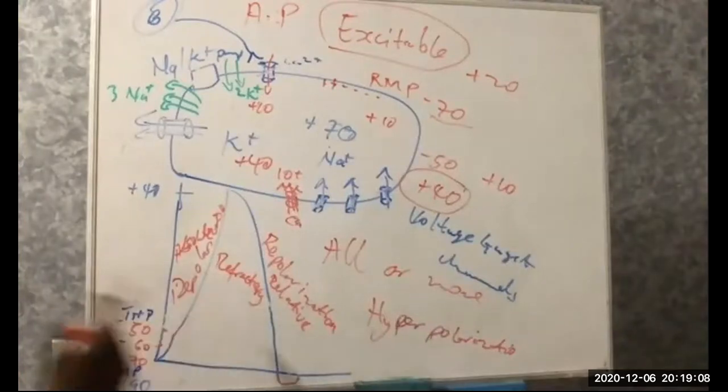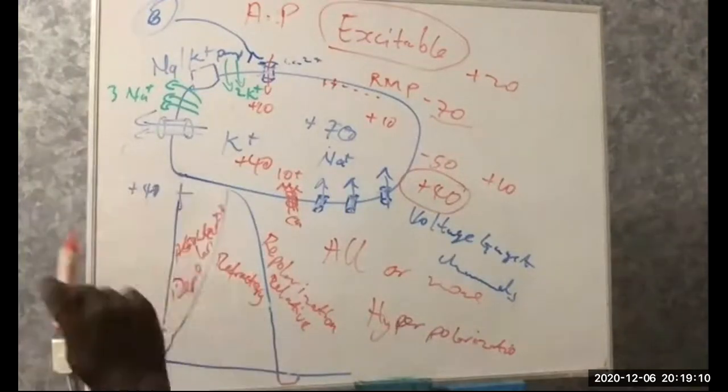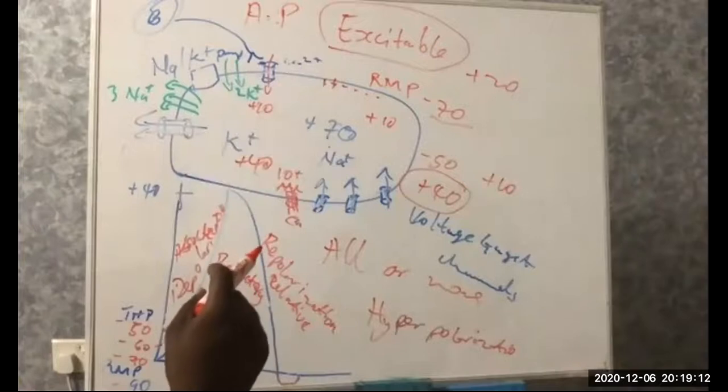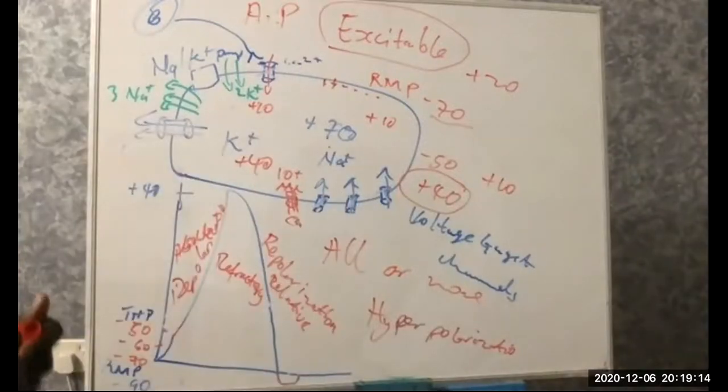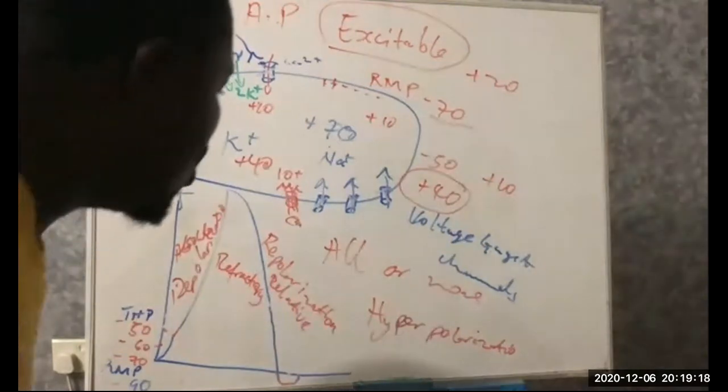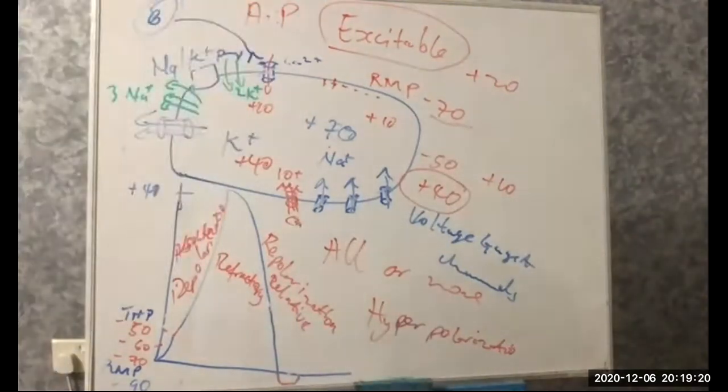Okay, so we have the absolute refractory period. At the absolute, it doesn't matter the strength or intensity of the stimuli, no new action potential will be generated. Does anybody have any questions? So in the question that they asked, let's read the question and answer it.